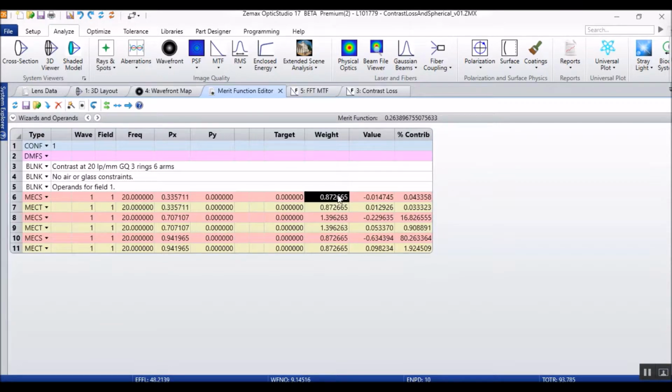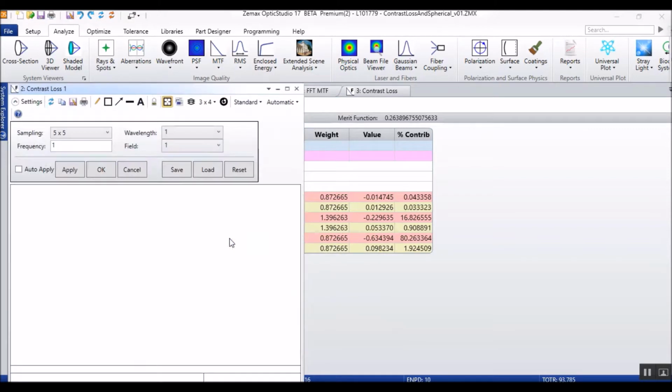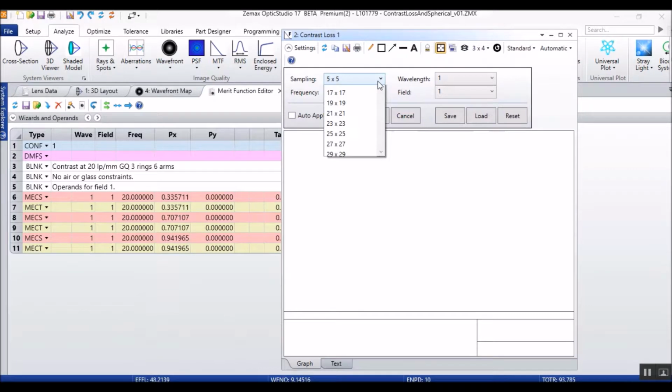And it does that by adding these operands that calculate the difference between a shifted and an unshifted wavefront in the pupil. The contrast loss map is meant to give us a visual of this optimization process. You can find it here under Analyze, MTF, Contrast Loss, way at the bottom. If I open that, you can see that I can select a sampling and a frequency. This is the frequency of the MTF that you care about.